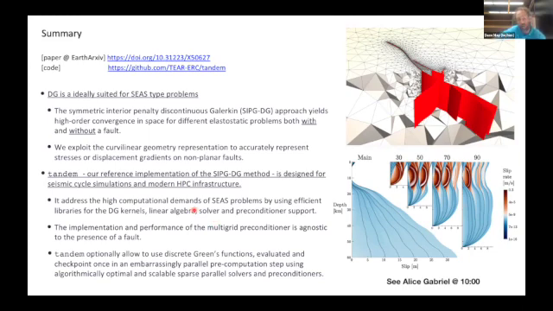Tandem's designed for SEAS or cycling simulations, and for modern HPC infrastructure. It addresses these computational demands by using efficient libraries for the kernels associated with the DG formulation, the linear algebra, the solvers, and the preconditioner. The implementation has a nice geometric multigrid, hybrid algebraic geometric multigrid preconditioner, and that's pretty insensitive to the presence of a fault or not. And it also allows this option for computing discrete Green's functions.